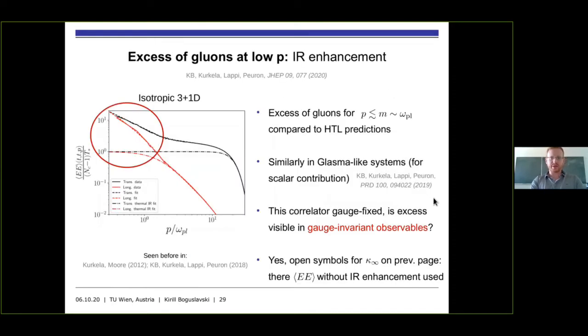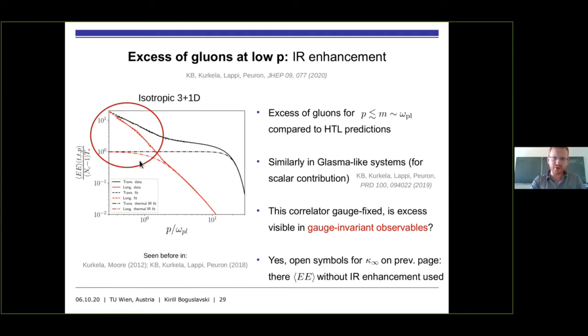Now, one more interesting thing is that when you look at the correlation function at equal time, so basically when you look at the distribution function, you see that the EE correlator has some very peculiar behavior at low momentum below the mass scale. The full lines are what you can extract from the real-time lattice. And you see that below the mass scale, you find some infrared enhancement. When you compare to perturbative predictions, you would expect that it should just go up to a constant and not increase in the infrared.